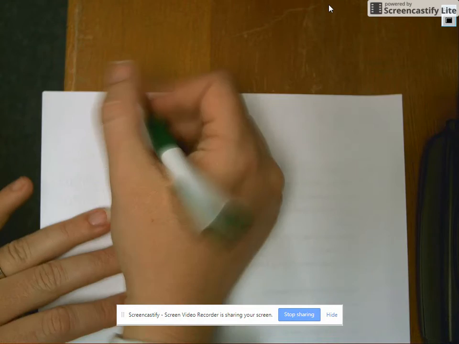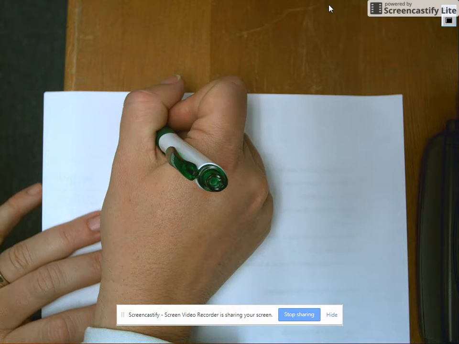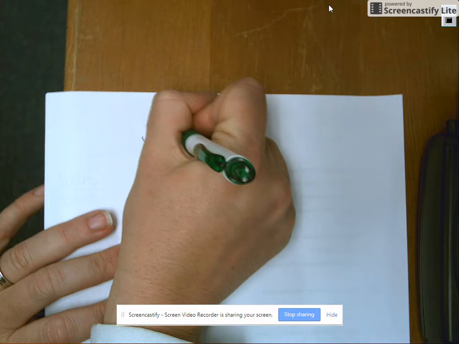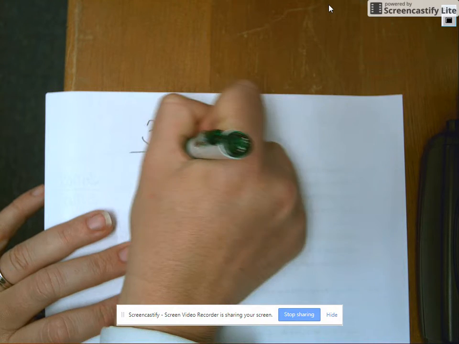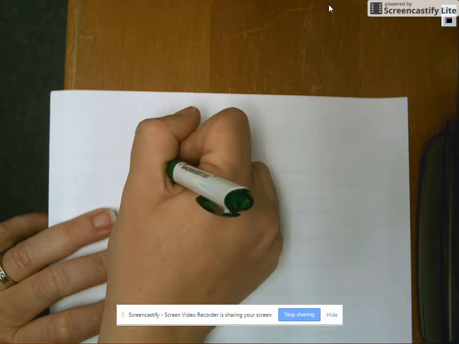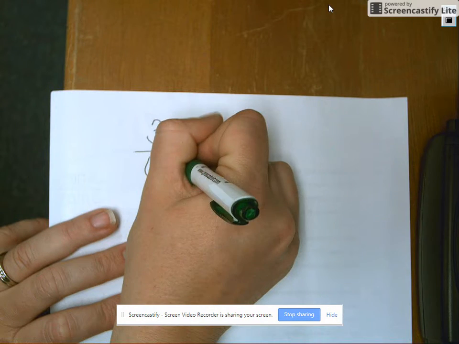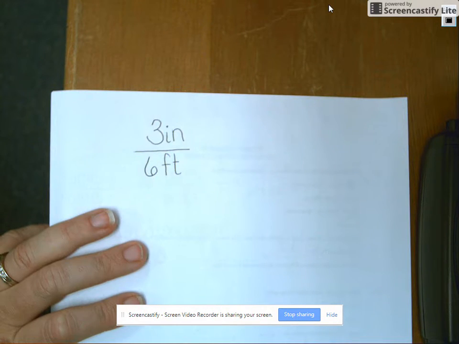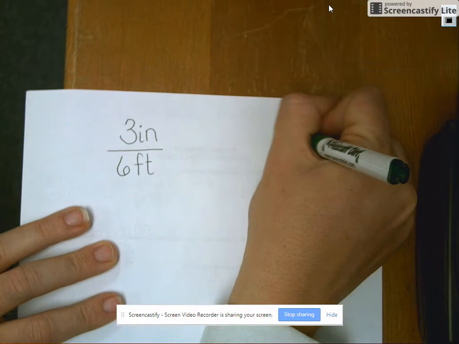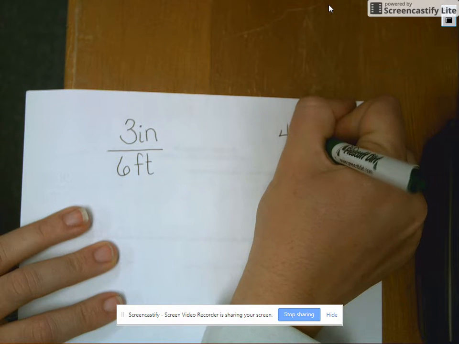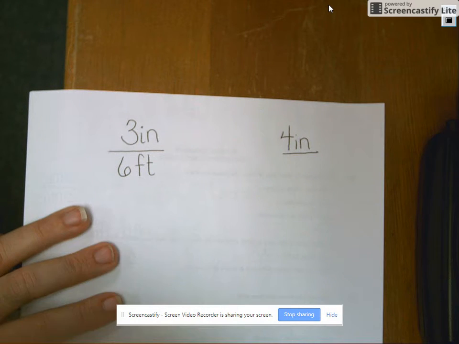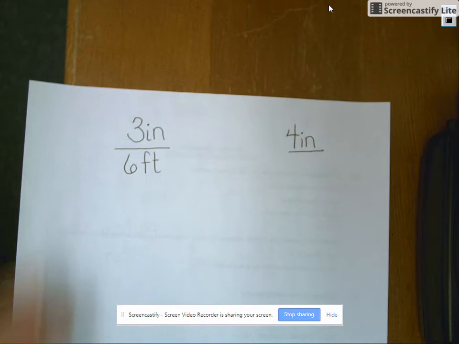All right, let's see. If I have a picture and someone in the picture is 3 inches tall, okay. However, in real life, they're really 6 feet tall, okay. And the other person in the picture is 4 inches tall. How tall are they in real life? Okay. So there's my story problem.